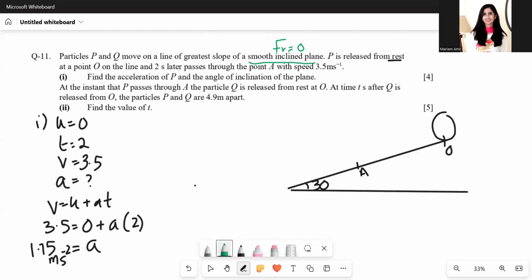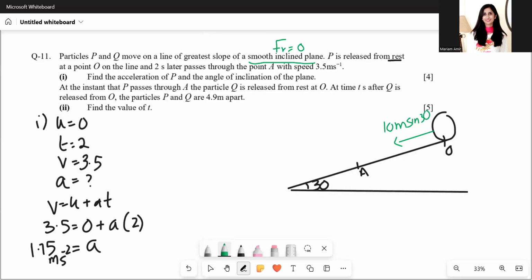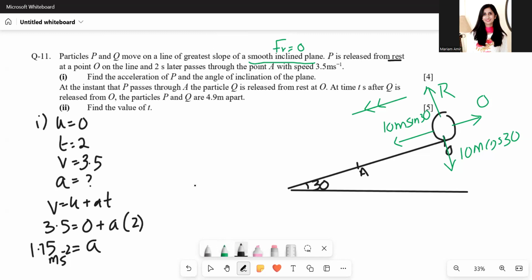For that, we're going to resolve the weight components. This is going to be mg sine theta, so 10m sine 30. This is going to be the cos component of the weight, 10m cos 30. This is always the normal contact force represented by R. And since the particle is going down the plane, this is going to be friction, but it's 0 in this question since it says it's a smooth inclined plane. Now we're going to use Newton's second law, which is forward force minus backward force is equal to ma. Forward force is 10m sine 30.